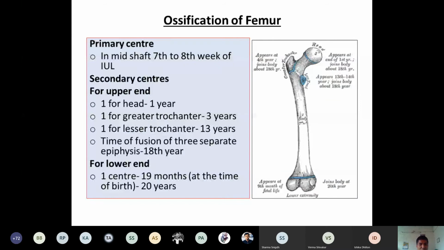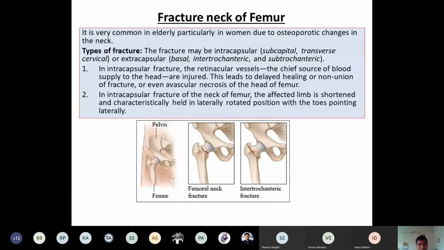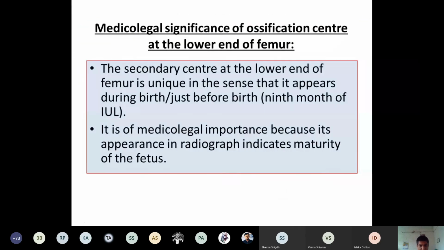And ossification of the femur, you can read. I'll share the slide and later you can read these things. I'm not going to stand here describing the ossification of the femur. Fracture of the neck of the femur also you can read. This fracture sometimes will lie intracapsular and sometimes extracapsular. This is explained here. You can read. Already we have discussed enough, but for your revision you can again read.